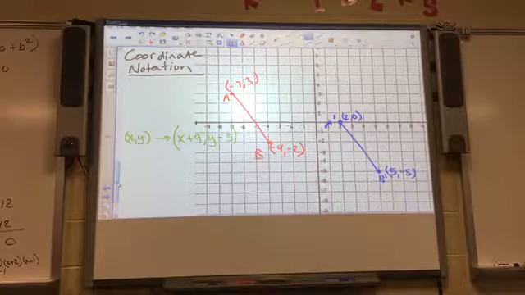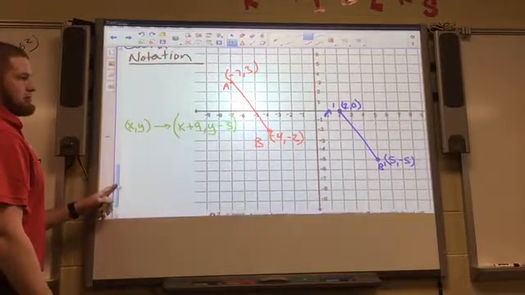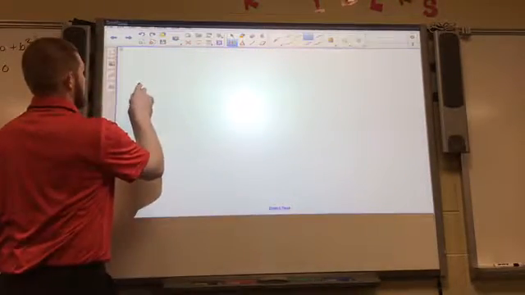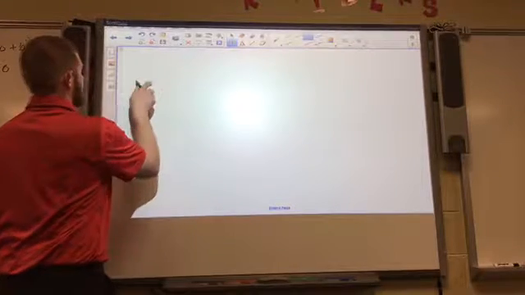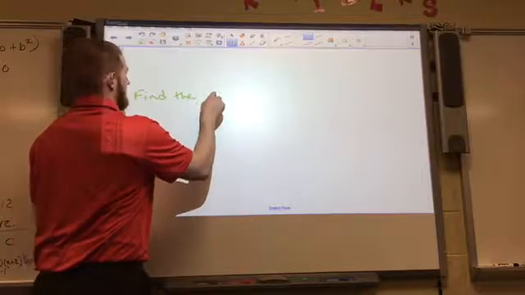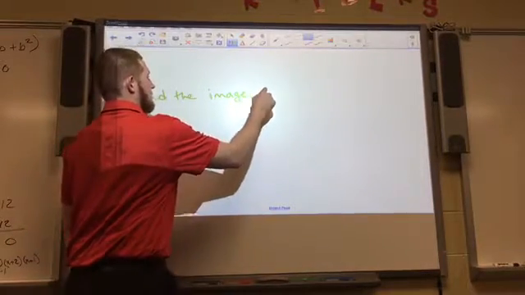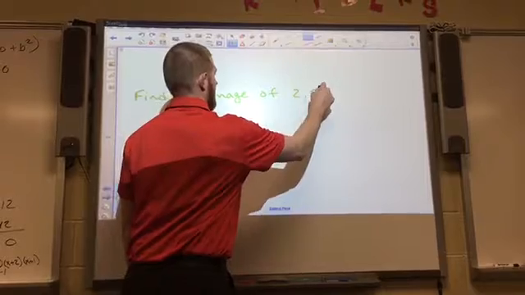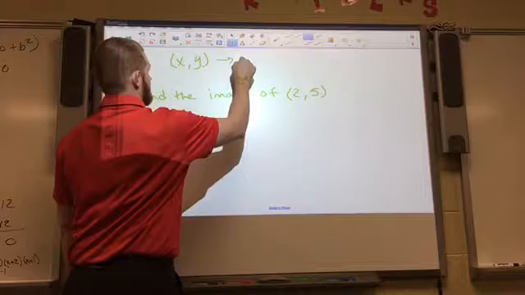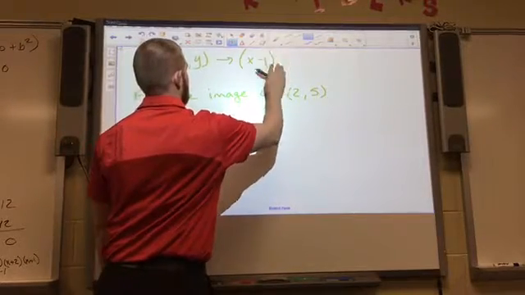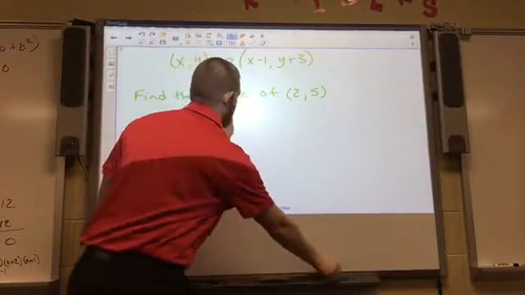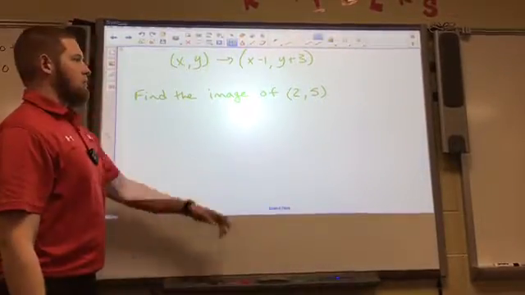They might not always give it to you on a graph. Okay, that's another place you've got to be careful. They might not give it to you on a graph. They might just tell you, hey, find the image of 2, 5, and then they give you this. They tell you your translation is x minus 1, y plus 3. What do you do with these?